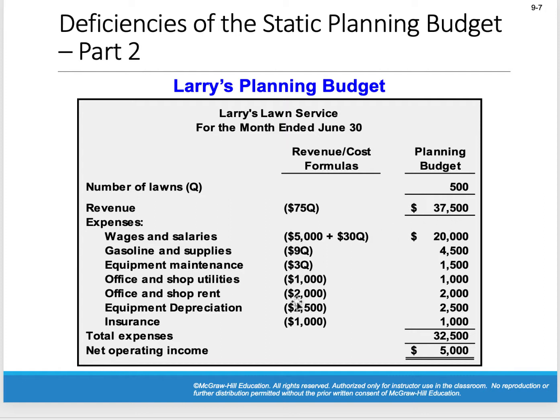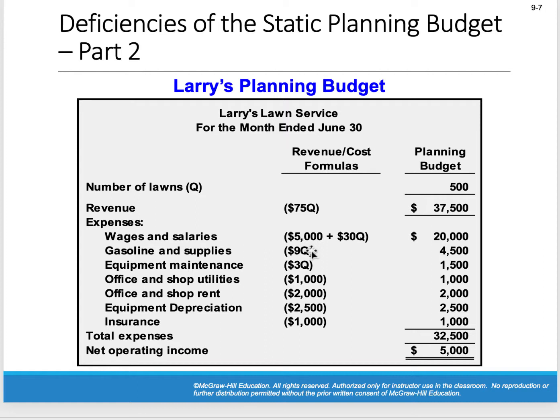And he did the same thing with all the expenses. He broke them down. Wages and salaries. Well, that's a mixed cost, right? Some of it's fixed, some of it's variable. So he broke it down on a monthly basis and said, okay, my salaries and wages expense has a fixed portion of $5,000 per month. Maybe that's Larry's salary. I don't know. Or maybe Larry has a manager and that's the manager's salary. Okay. Plus $30 times Q.